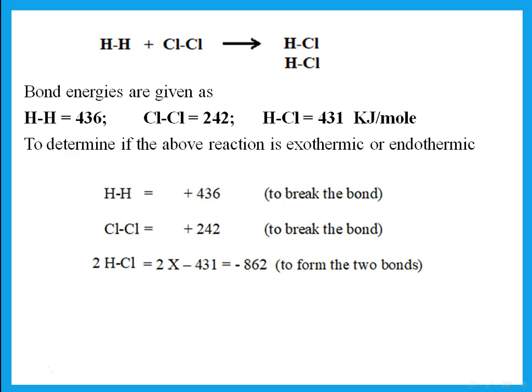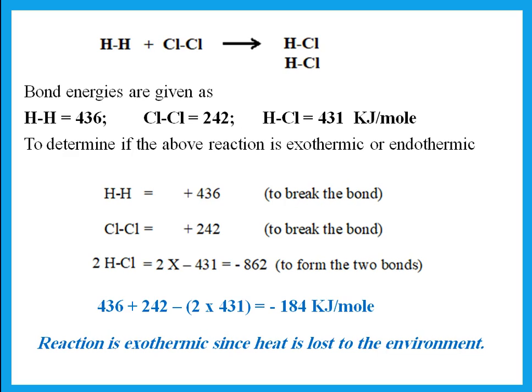Now, when the two HCl bonds are formed in the product, they release energy. They give out energy. That's a minus. That's a negative number. We have two HCl, so multiply the 431 by 2. Now, overall, is this reaction exo or endo? Well, reactants minus products. In this case, it gives you an overall negative number. That means that this reaction is exothermic, since when we say a negative number, heat is lost to the environment.